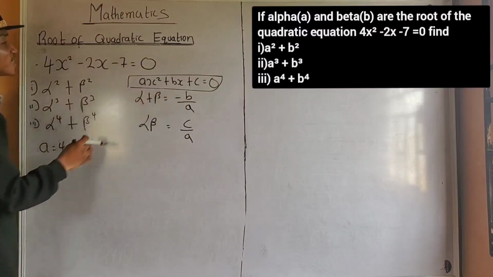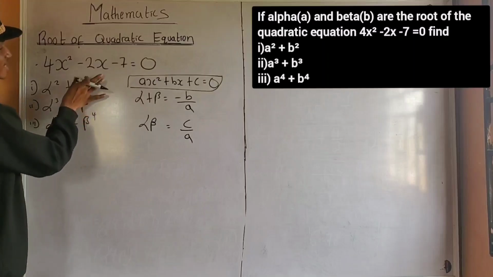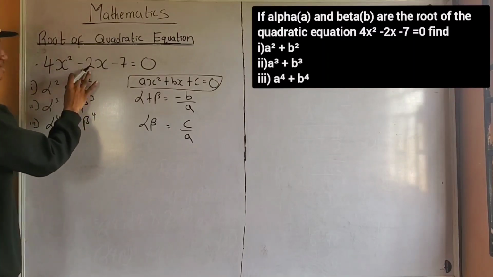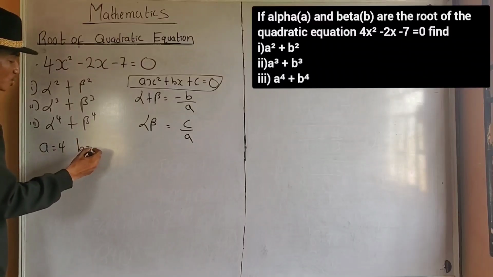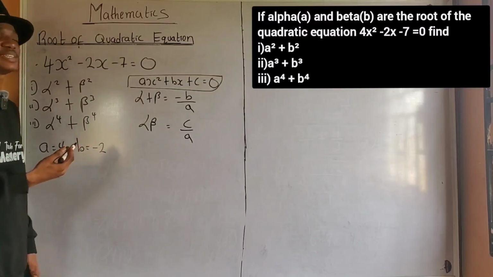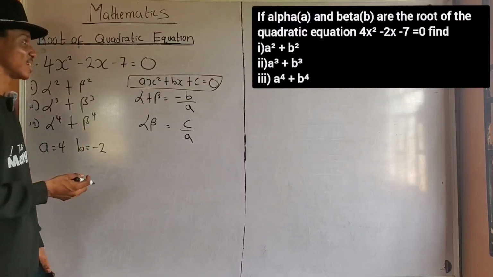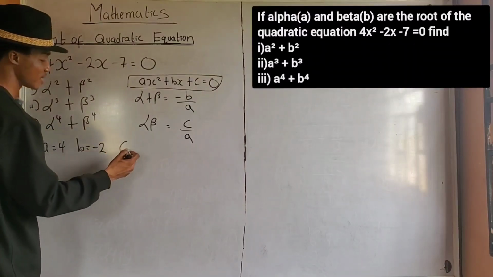Then b is the coefficient of x. The coefficient of x here is negative 2. We are going to take into consideration the negative sign. Are you getting it? So b equals minus 2. Now c is the constant term, the term that is not attached to any letter. So c equals negative 7.